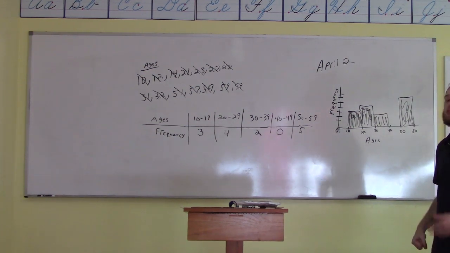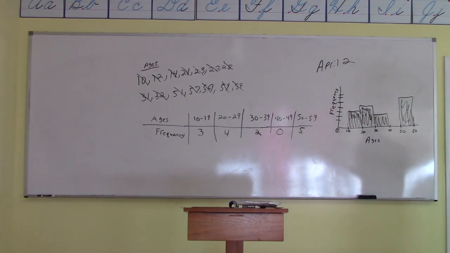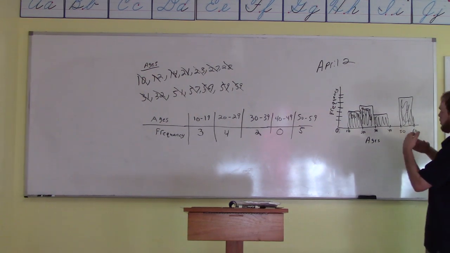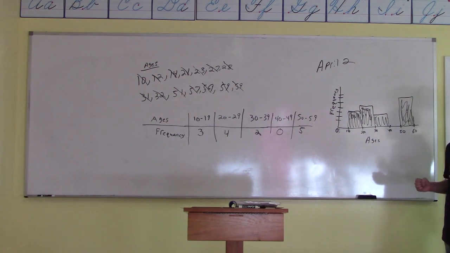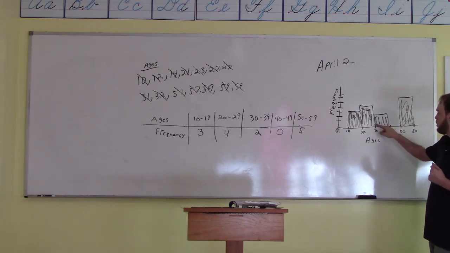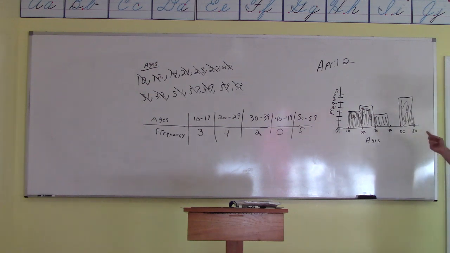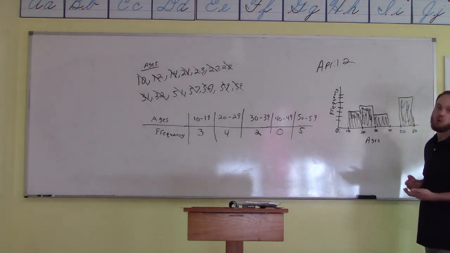Okay? If I asked you which class had the lowest in terms of ages, you would look for the shortest bar graph that you made. And so the lowest would be this one in the 30s. So from 30 to 39, you would only have, it says 2. So that would be the lowest.